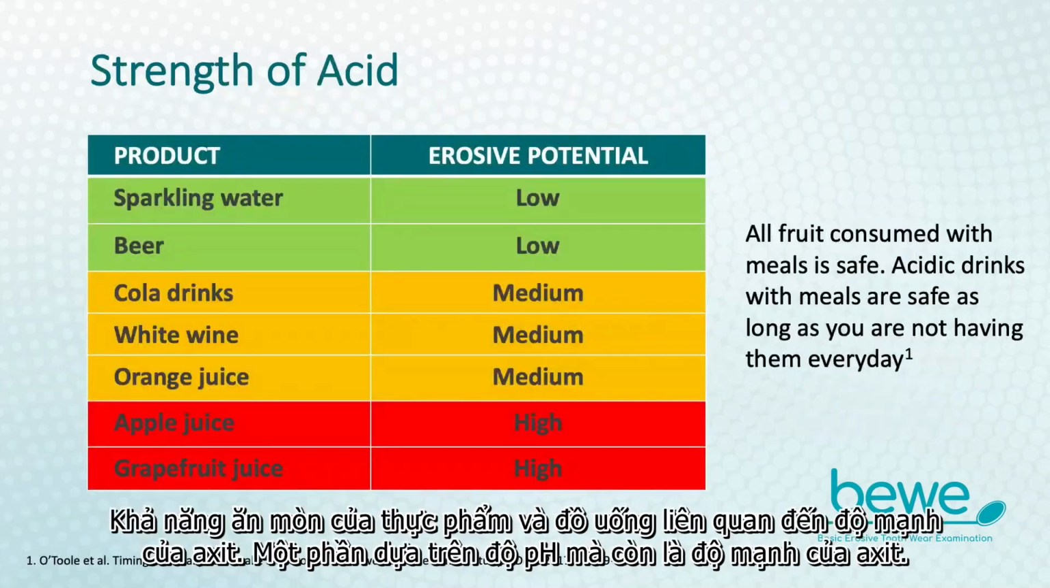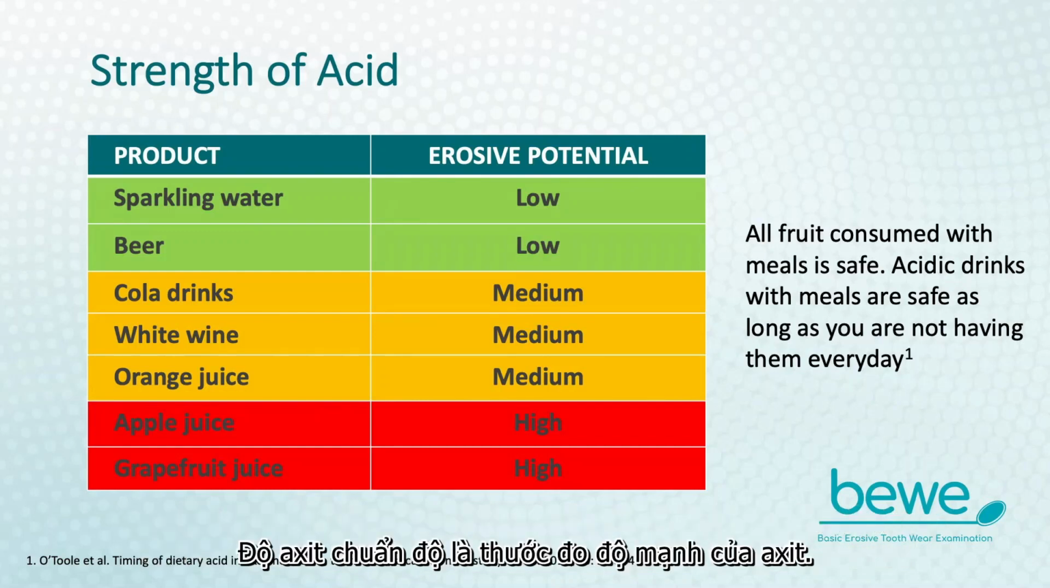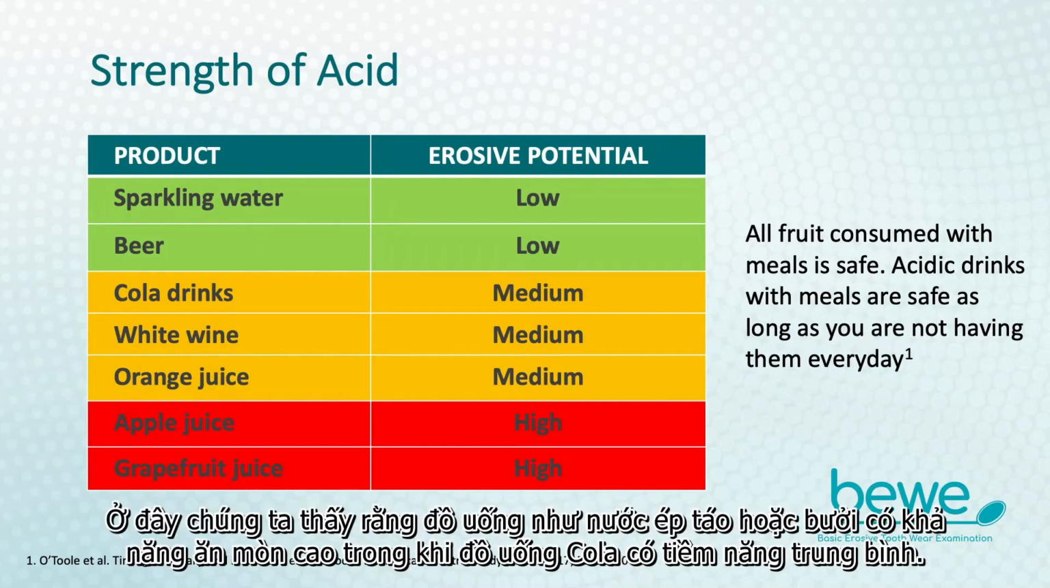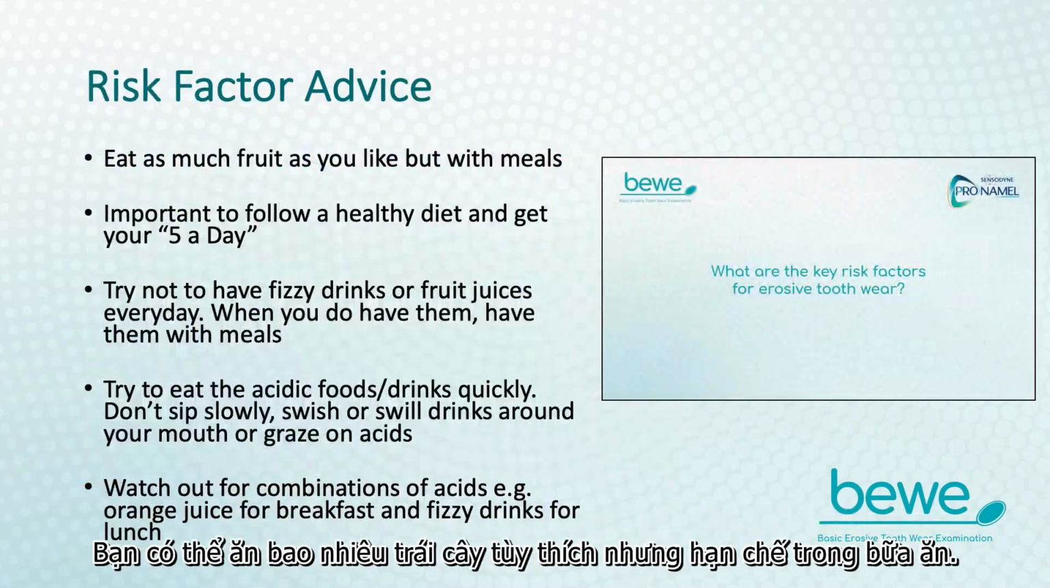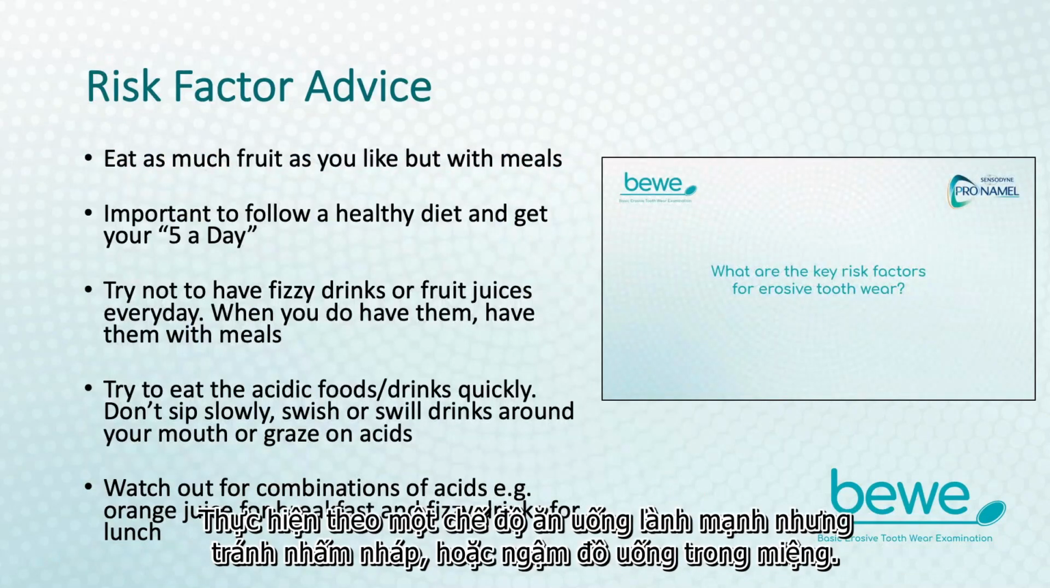The erosive potential of foods and drinks is related to the strength of acid, partly based on pH, but also the titratable acidity, which is a measure of the strength of the acid. Here we see that drinks such as apple or grapefruit juice have high erosive potential, whereas a cola drink has a medium potential. You can eat as much fruit as you like, but limit this to meal times. Follow a healthy diet, but avoid sipping, swilling, or holding drinks in your mouth.